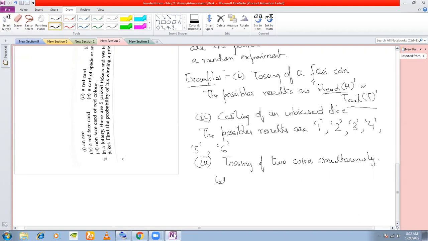Let head be denoted by H, and tails be denoted by T. So, what are the possible results?